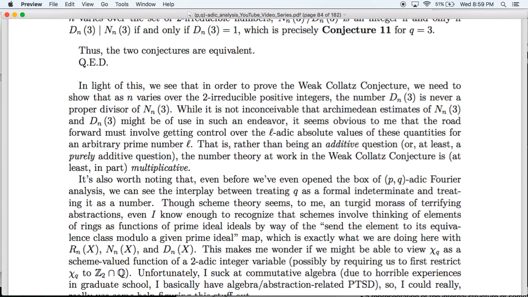Though scheme theory seems to me a turgid morass of terrifying abstractions, even I know enough to recognize that schemes involve thinking of elements of rings as functions of prime ideals by way of the map sending the element of the ring to its equivalence class modulo a given prime ideal, which is exactly what we were doing when we replaced big X with q for our rational function in its numerator and denominator. This makes me wonder if we might be able to view chi-q as a scheme-valued function of a 2-adic integer variable. Possibly we might have to first restrict chi-q to the rational 2-adic integers.